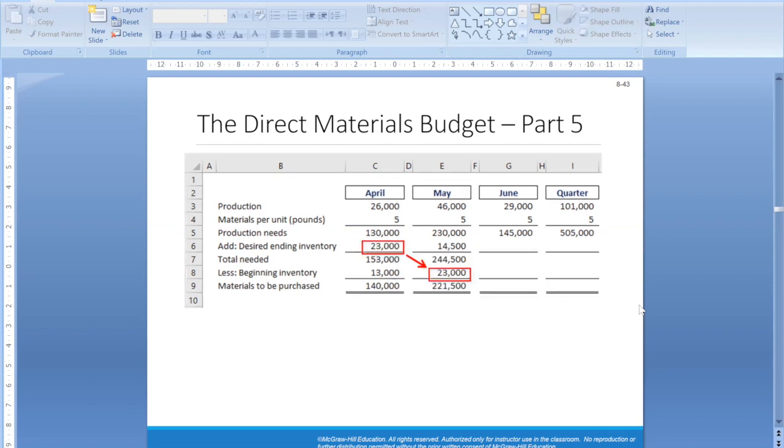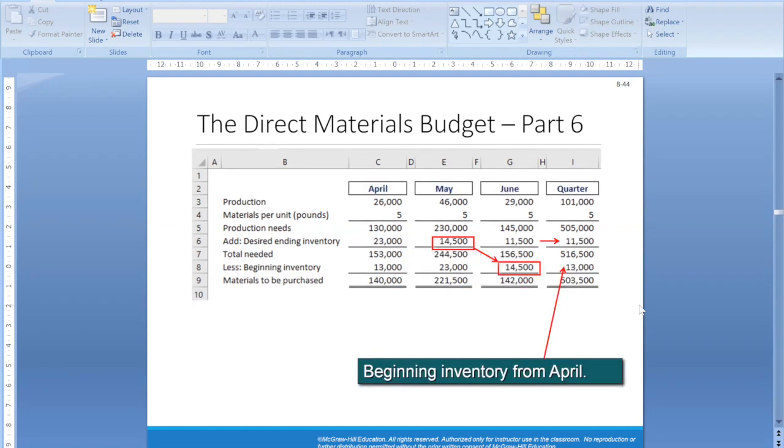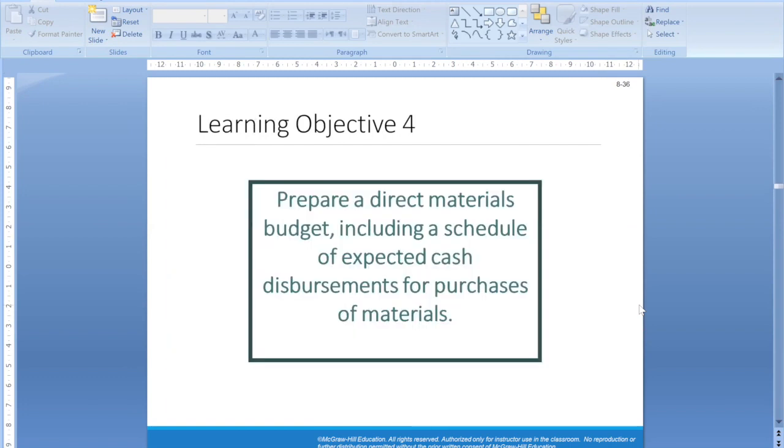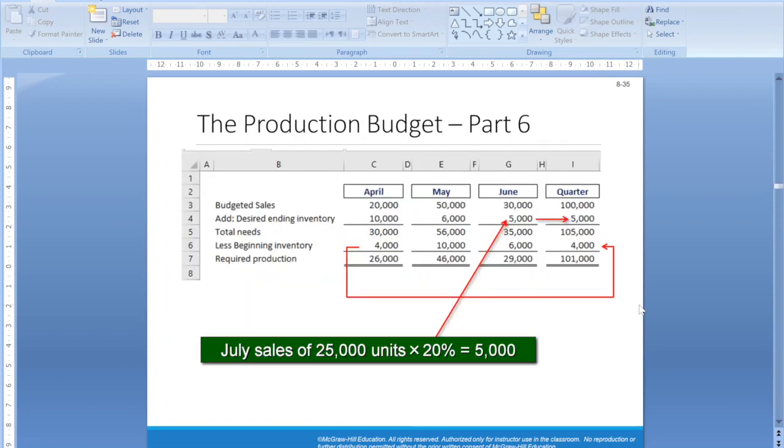So I have to calculate the total needs, which is production of July multiplied by 5, which is materials per 1 unit. This will give me the total needs of July, and then I will multiply this number by 10%. Now, to calculate this number, I need to calculate the production of July. Production of July depends on what? Depends on sales in July.